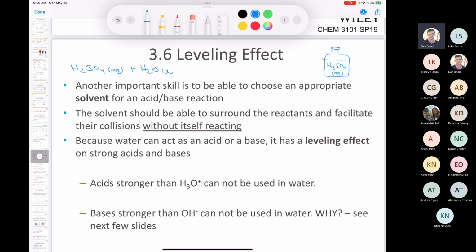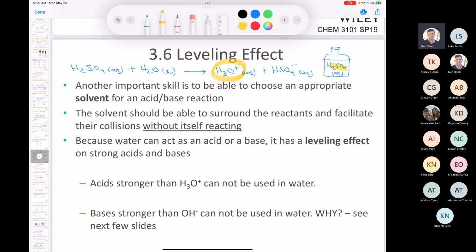and thus when you put it in water, the equilibrium is going to lie hard to the side of hydronium and the conjugate base of the sulfuric acid. And thus, in the bottle of acid, we don't have any sulfuric acid. What we really have is H3O plus in there. And that's based off of something called the leveling effect.